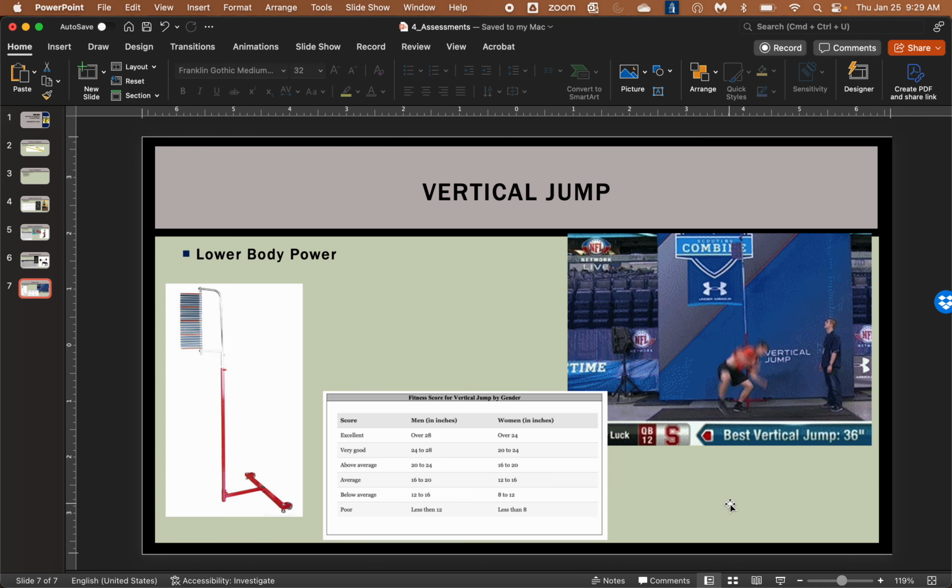And our last assessment that we're going to learn about in class is the vertical jump for lower body power. The vertical jump is the most complicated assessment that we're going to learn about, particularly because we use a very special piece of equipment called the Vertec, which allows us to very accurately measure someone's vertical jump. Your vertical is your standing reach height. You get someone's standing reach height and you subtract that from how high they jump.